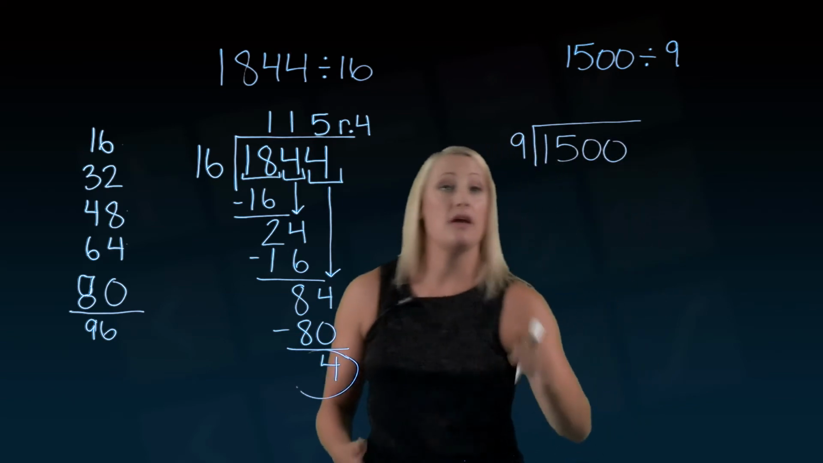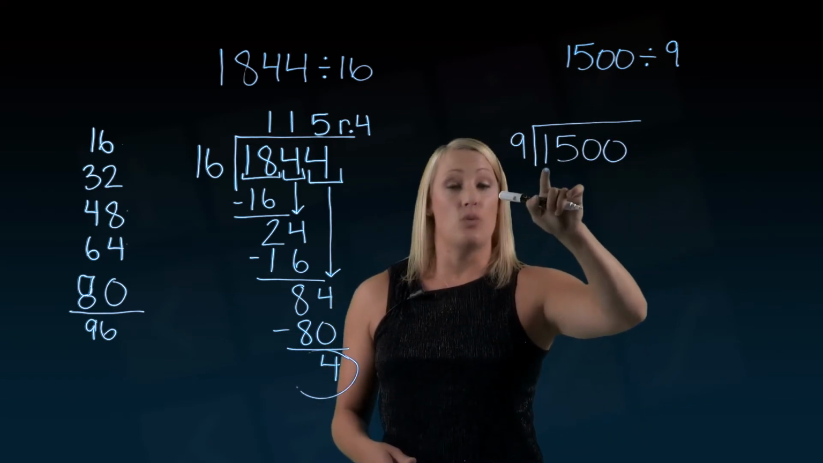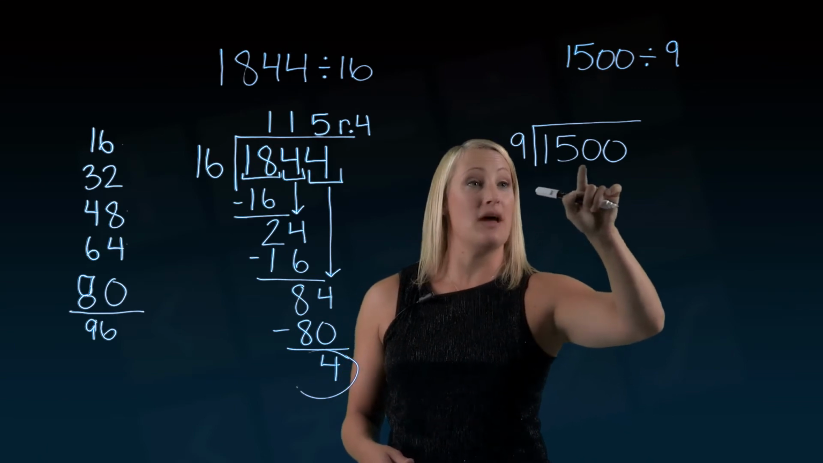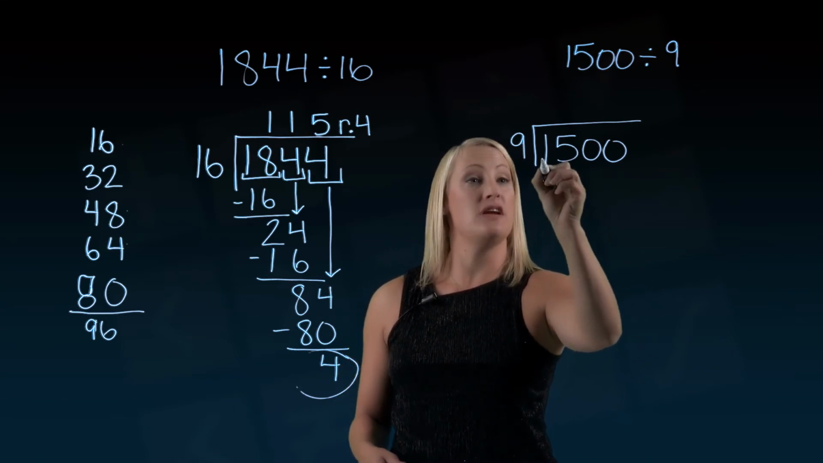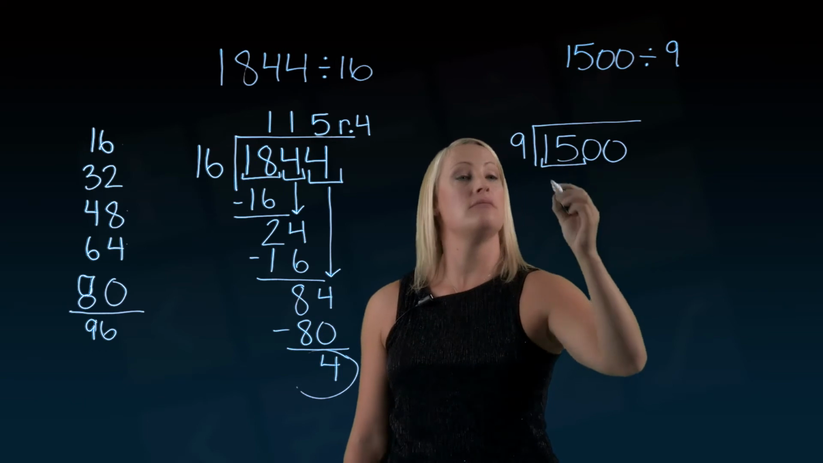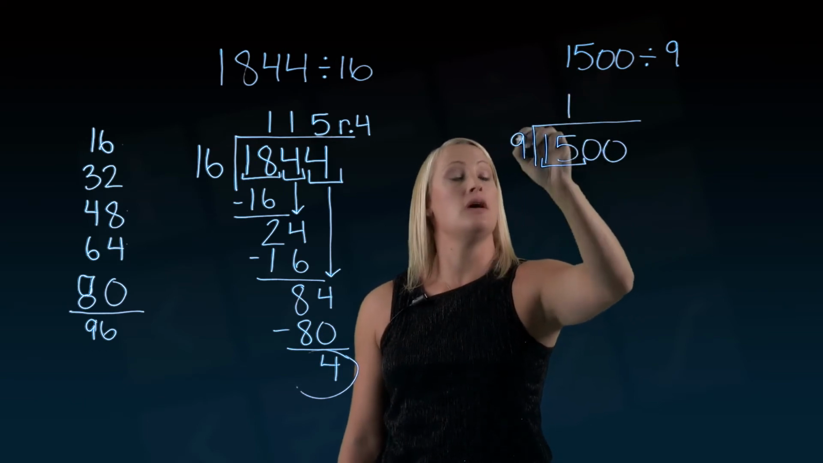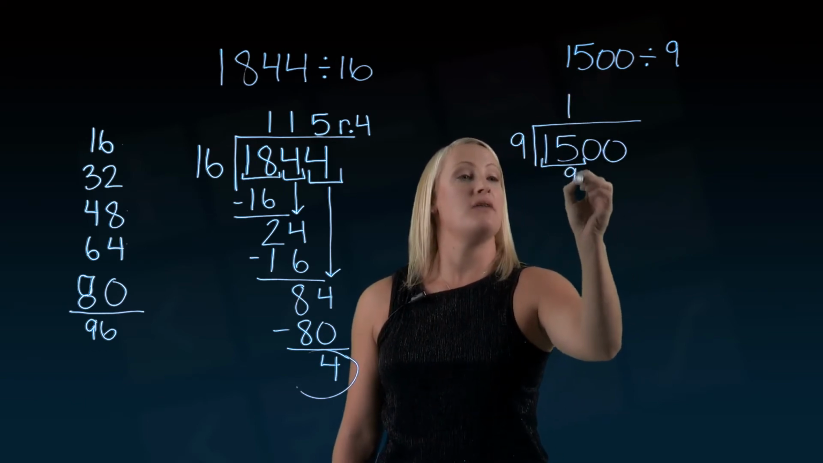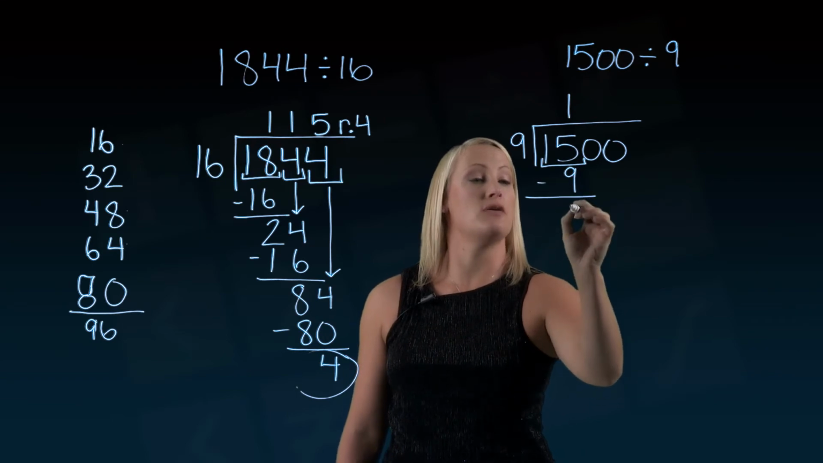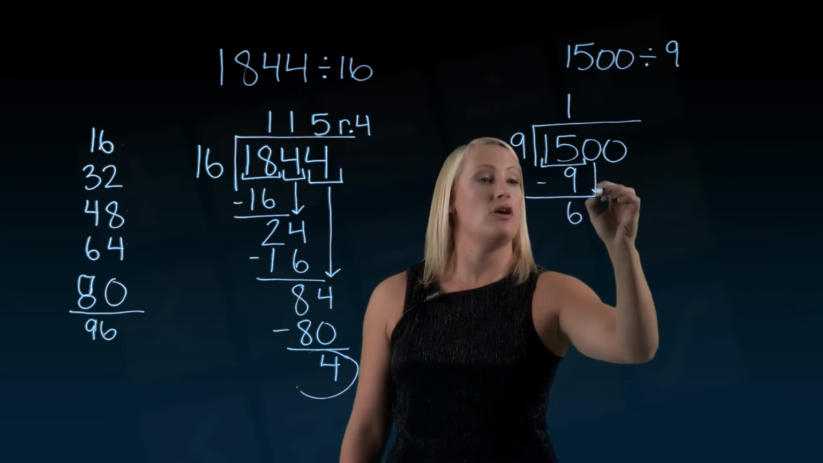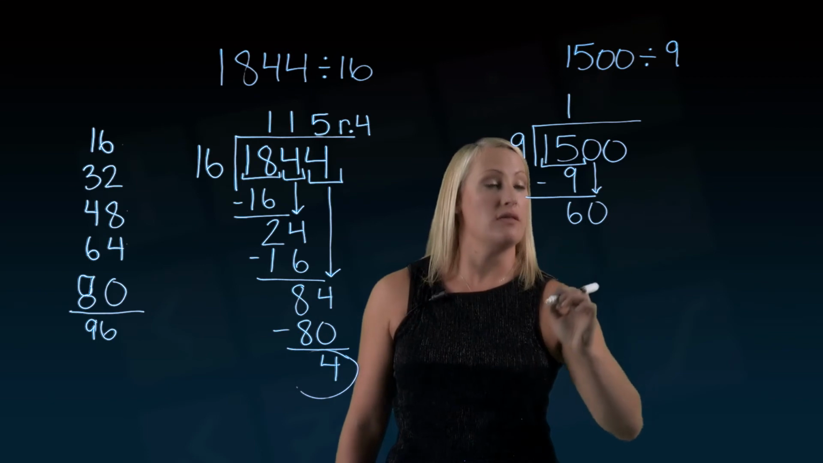And I'm going to do the same thing. Can 9 go into 1? It can't, so I need to make that bigger. Can 9 go into 15? Yeah, I can. 9 into 15, that just goes once. 1 times 9 is 9. So if I subtract those, I've got 6 left over, and now I'm bringing down the 0.